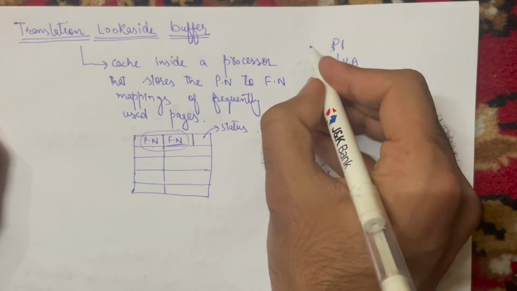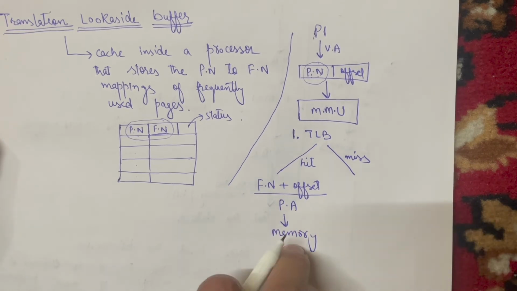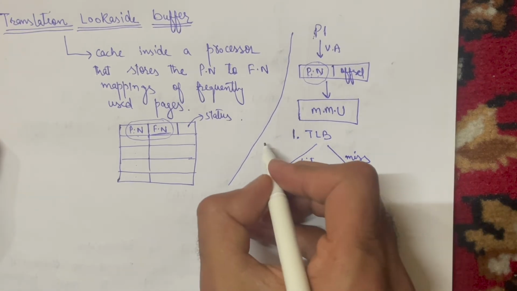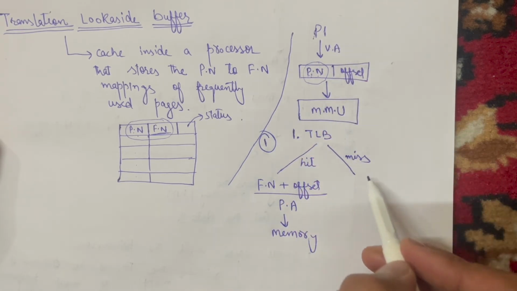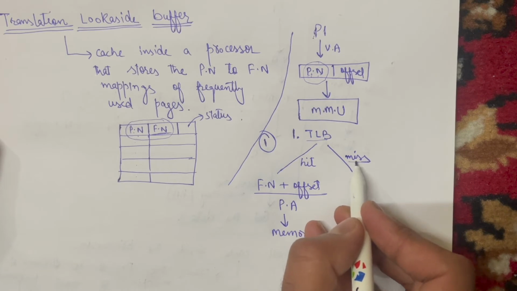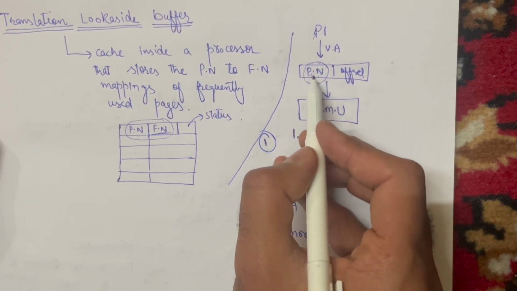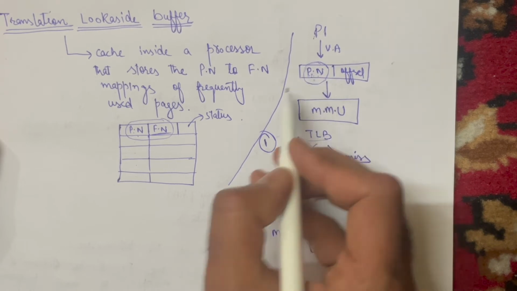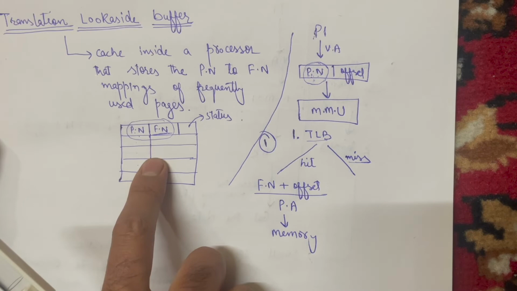So in this particular scenario, how many times do we have to access the memory to get the data? Only one time. Now let's say in this other case there is a TLB miss. Miss means that the mapping of this page number is not in the TLB. Okay, so it will be a TLB miss.